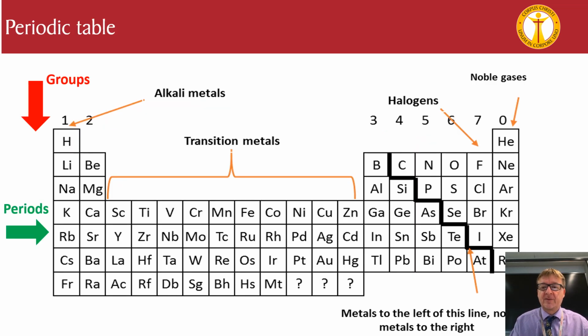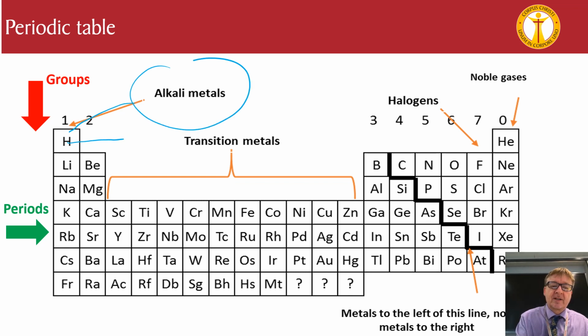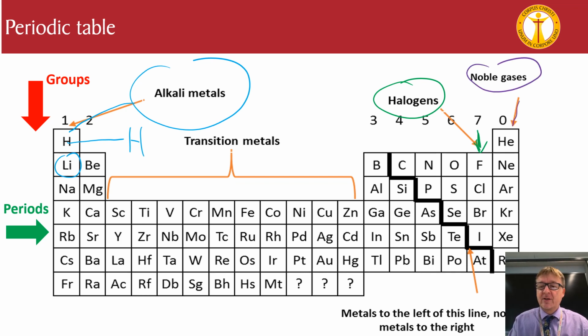You need to know the name of 4 groups. Alkali metals is this group here. Take out hydrogen, so the first alkali metal is lithium. Second group that you need to know about, halogens. Halogens starts here, it's group 7, and it goes fluorine, chlorine, bromine, iodine. Noble gases is group 0, sometimes it's called group 8: helium, neon, argon, krypton.